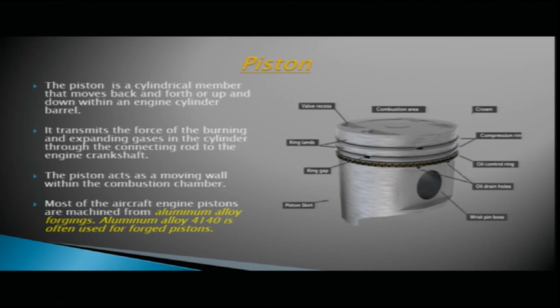So, the piston is acting as a moving wall within the combustion chamber. Most of the aircraft engine pistons are machined from aluminum alloy forgings. Again, this is also of a forged construction and forged from aluminum alloys. Aluminum alloy 4140 is often used for forged pistons.